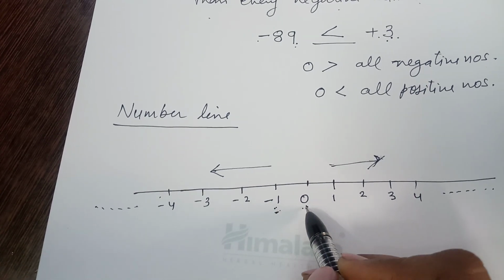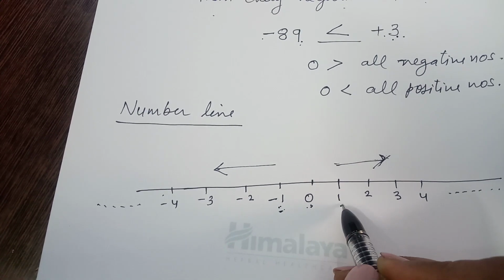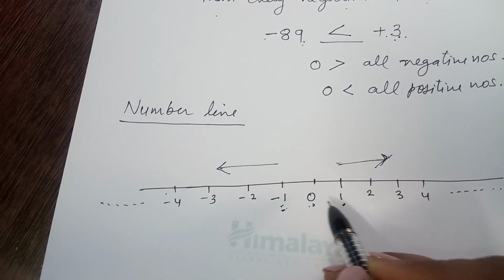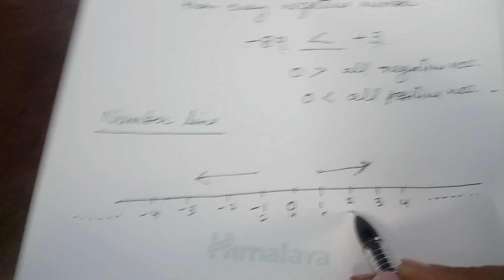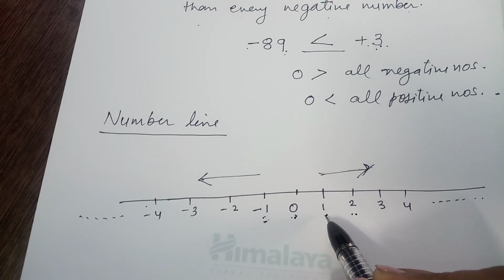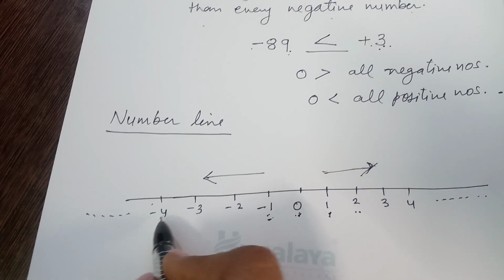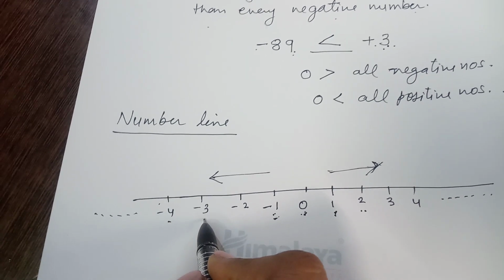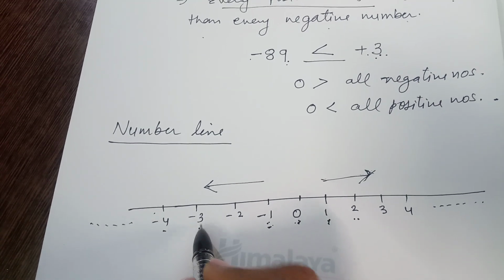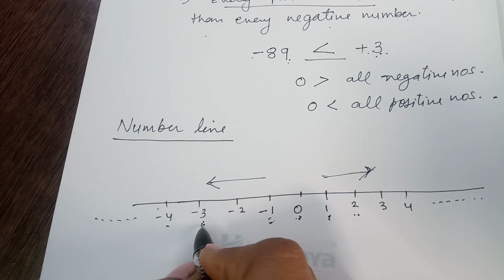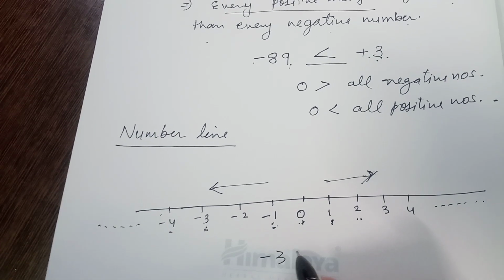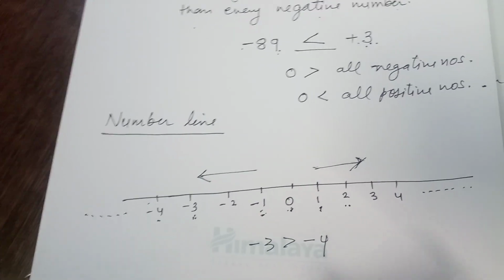If we're talking about 0 and 1, 1 is on the right side, so 1 is greater than 0. If we are talking about 1 and 2, 2 is on the right side, 2 is always greater than 1. If we are talking about minus 4 and minus 3, minus 3 is on the right side, so minus 3 is greater than minus 4.